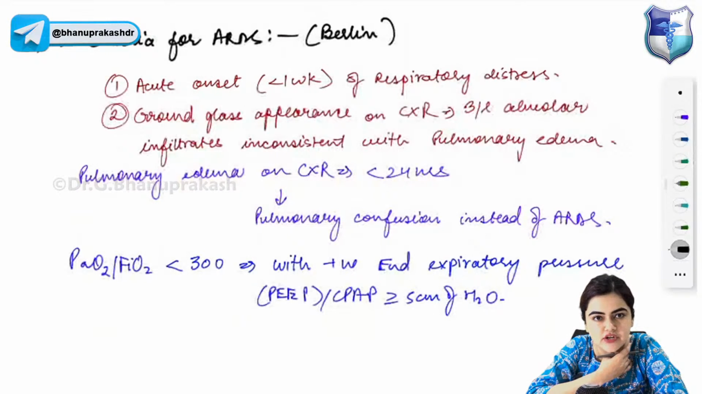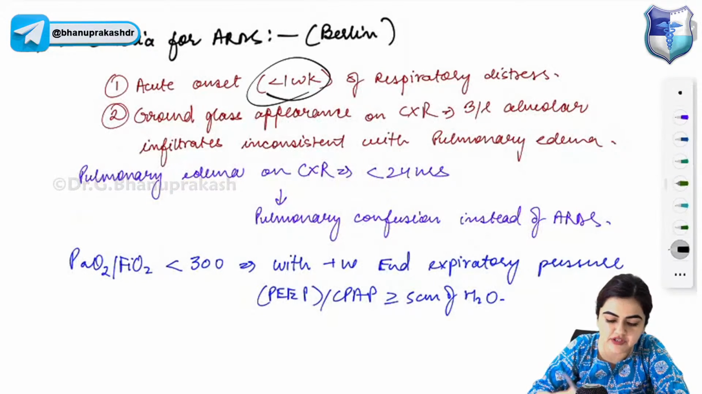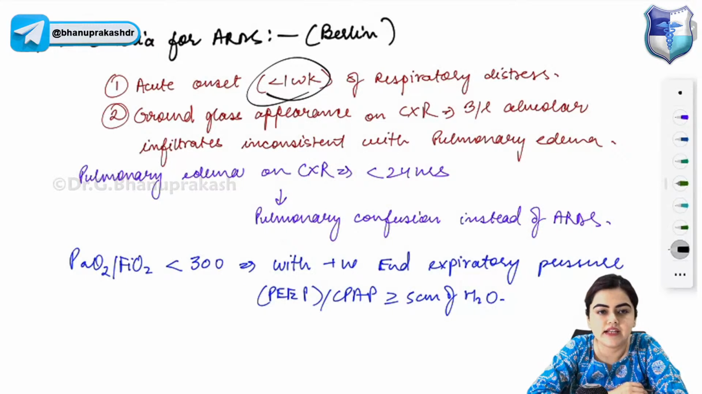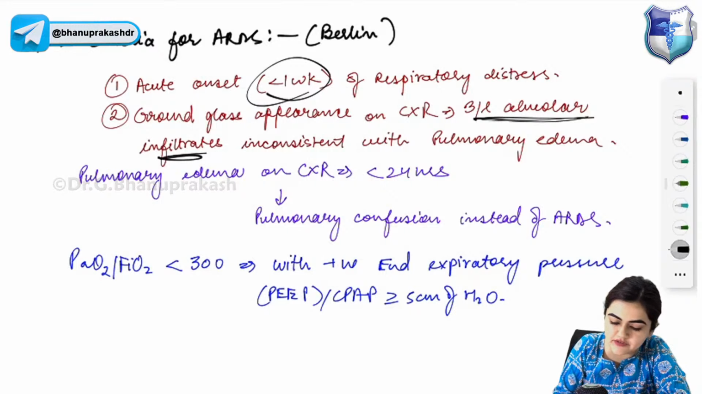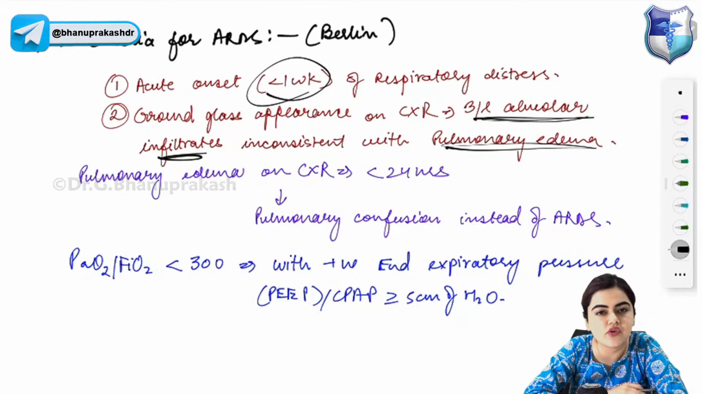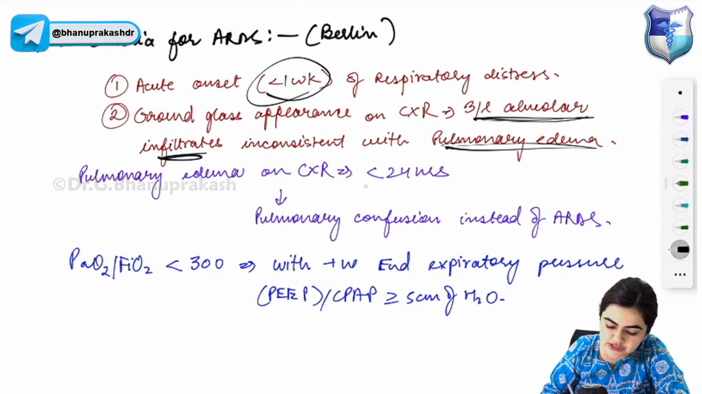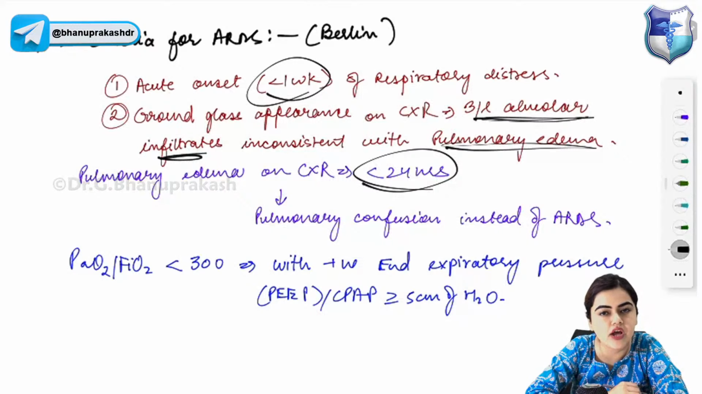If there is acute onset of respiratory distress that has developed in less than 1 week, then you will suspect ARDS. You will find a ground glass appearance on chest x-ray, with bilateral alveolar infiltrate which is inconsistent with any other cause of pulmonary edema, suggestive of ARDS. If pulmonary edema is developing on the chest x-ray within less than 24 hours after insult, it will suggest pulmonary contusion instead of ARDS.